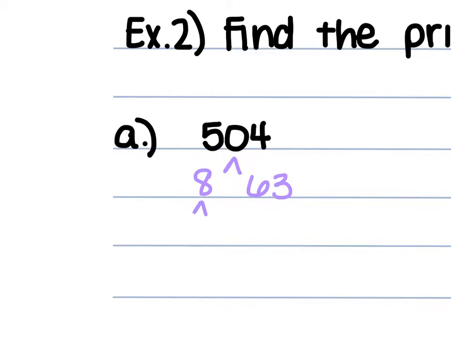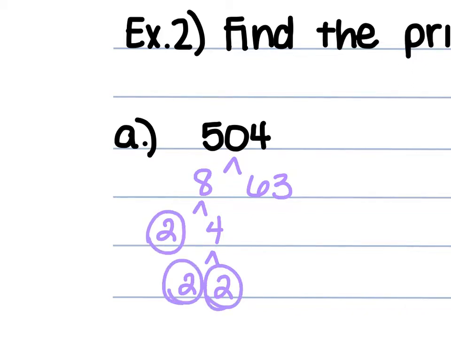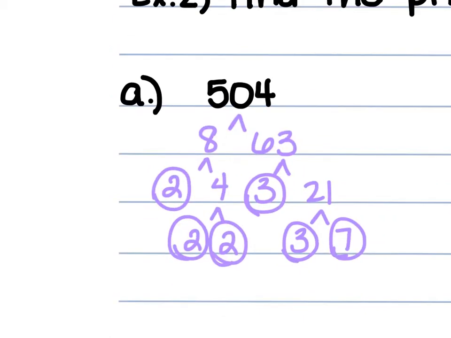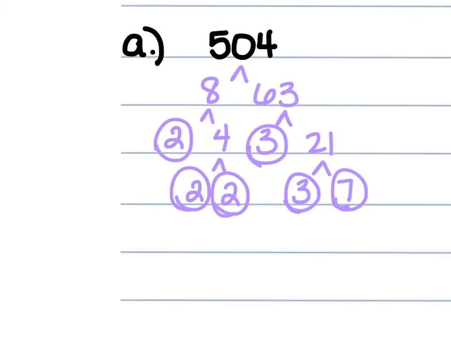The 8 is also broken down to be 2 and 4. The 4 is 2 and 2. So now we're done with those because the 2's are prime. The 63, we can do 3 and 21. The 3 is prime, so we can circle that one. The 21 is not. That's 3 and 7. So now those are prime numbers. If it helps you, write down all of your prime numbers. We have 2 times 2 times 2 times 3 times 3 times 7.